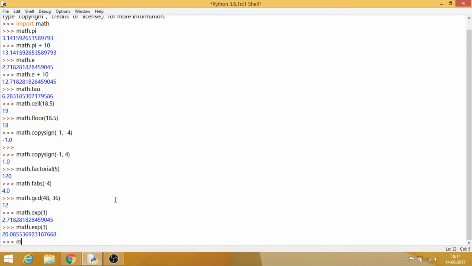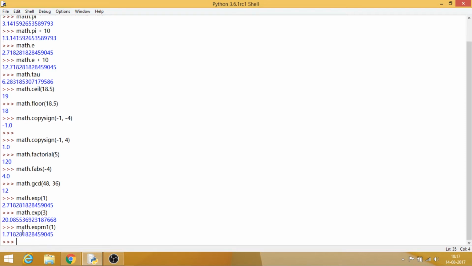Okay. Next function is math.expm1, and what it does is it will first compute the power. The x is the power, and it will subtract 1 from it. So let's say over here 1. What it did was, the 1 over here is the power of the exponential constant, and then this exponential value was subtracted by 1.